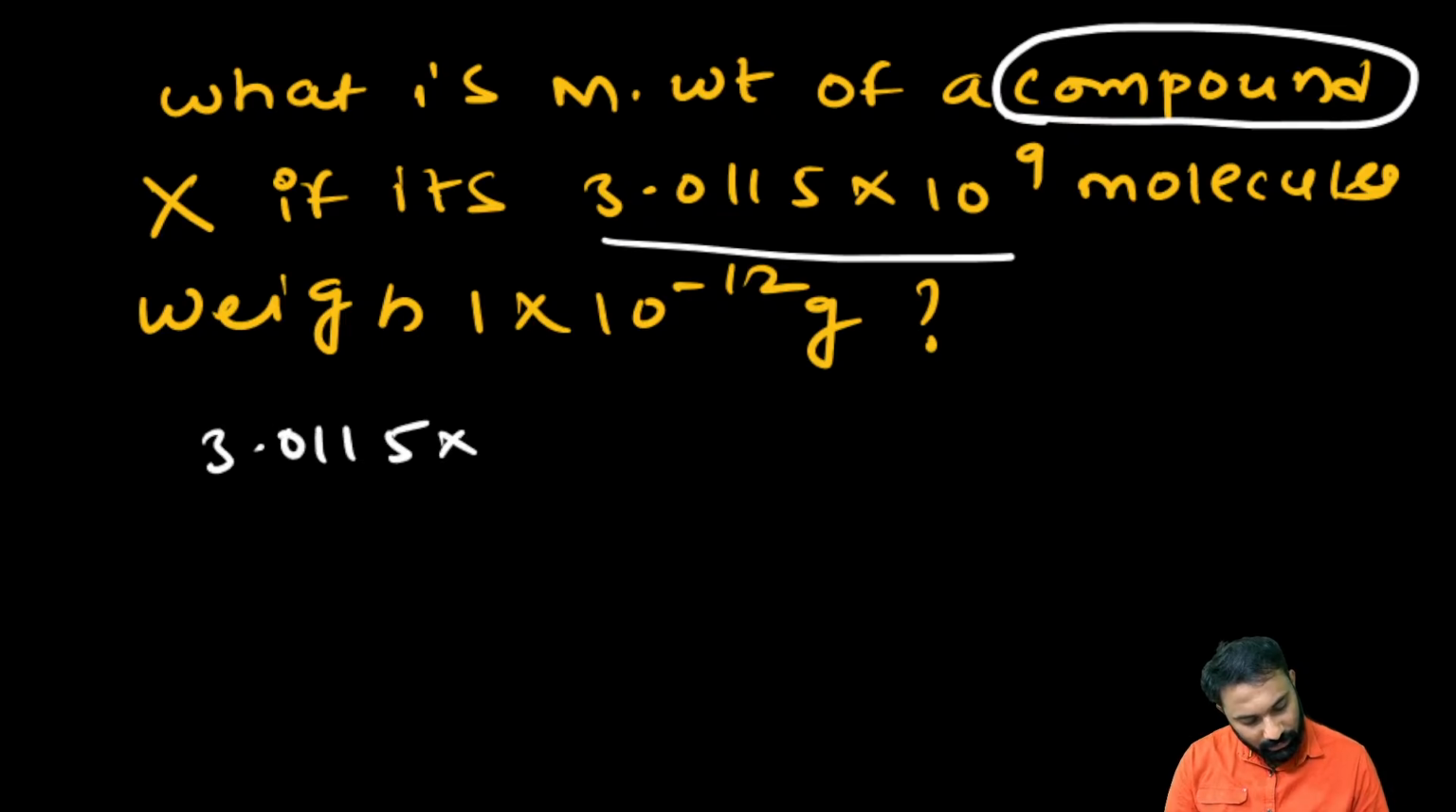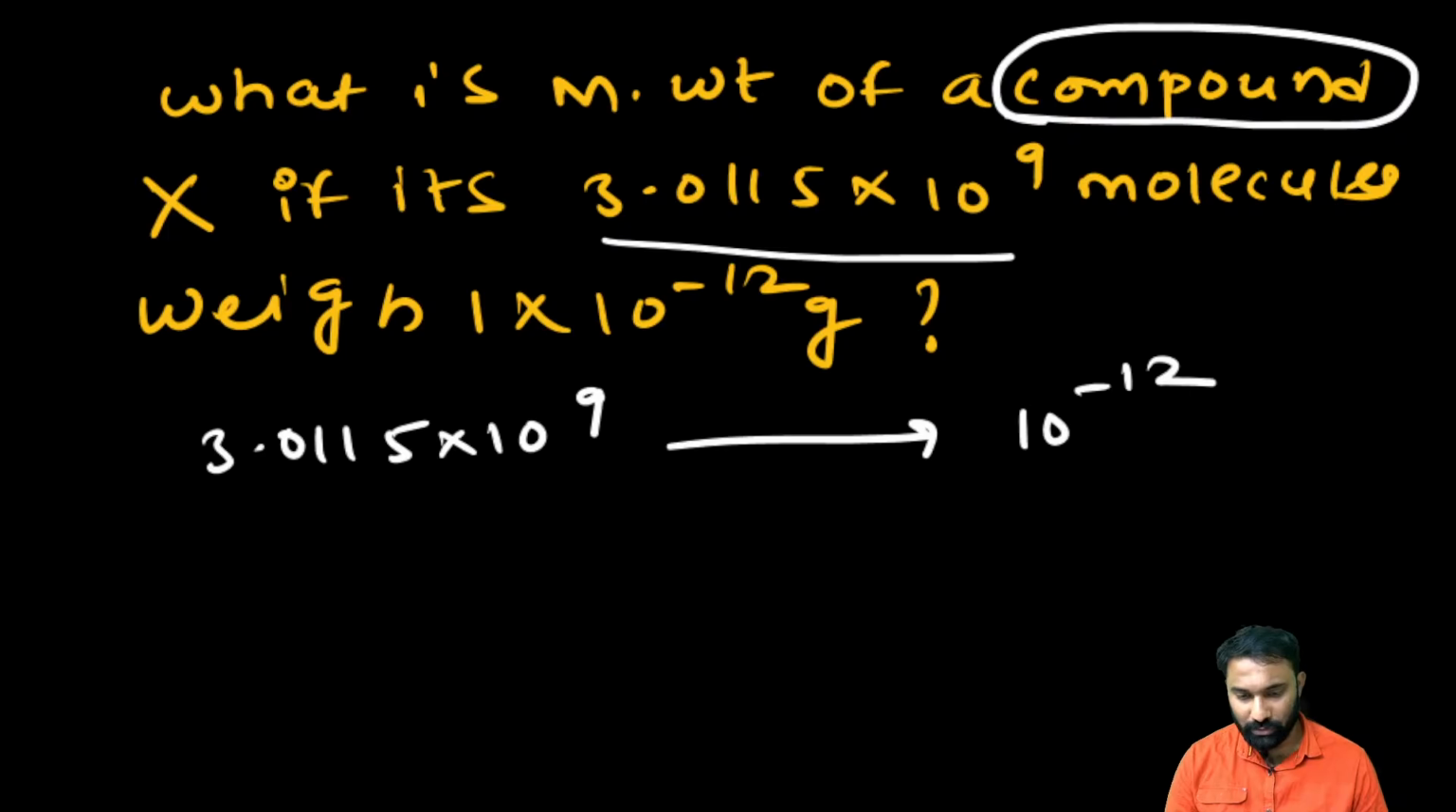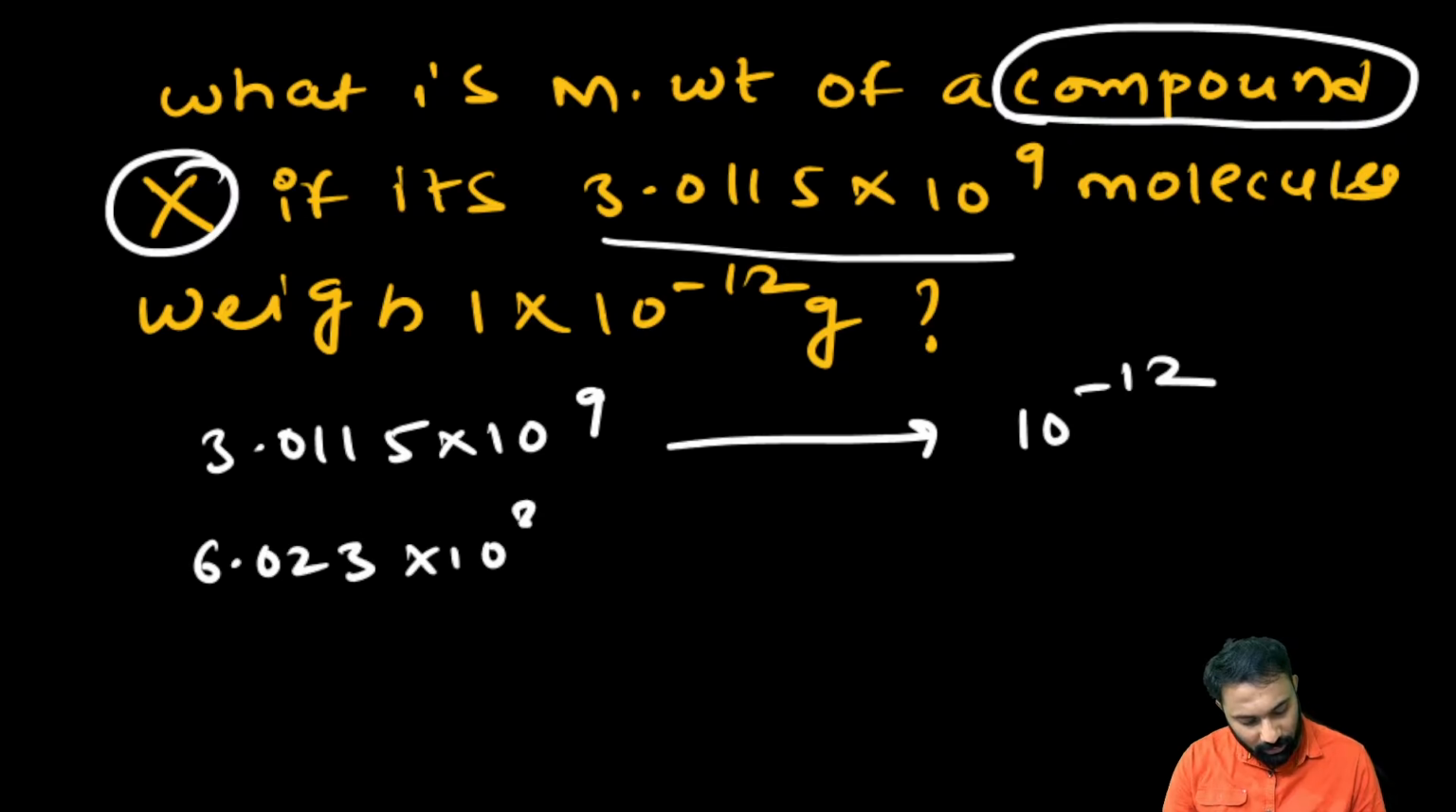3.0115 into 10 to the power 9 molecules have the weight of 10 to the power minus 12 gram. Then 1 mole will contain how much? 6.023 into 10 to the power 23 molecules, right? Then 1 mole of molecules, or 6.023 into 10 to the power 23 molecules of X, contain how much molecular weight? Just cross multiply, you will get the answer.